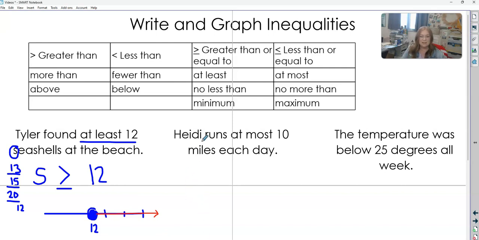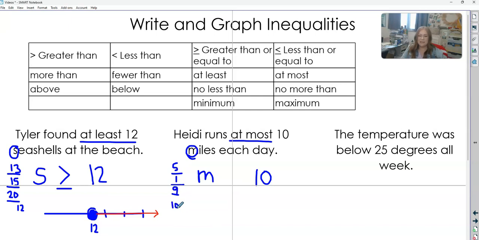Okay, our next one tells us that Heidi runs at most 10 miles each day. So we're talking about the miles she runs, so we'll call it M. And we have 10. We're comparing to 10. At most, right? So we hear most, and we want to start doing bigger, but that's the most that she does. We need to list things that are smaller. So maybe she runs 5 miles. Maybe she runs 1 mile. Maybe she runs 9 miles one day.